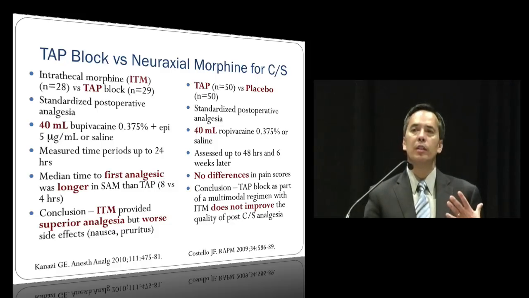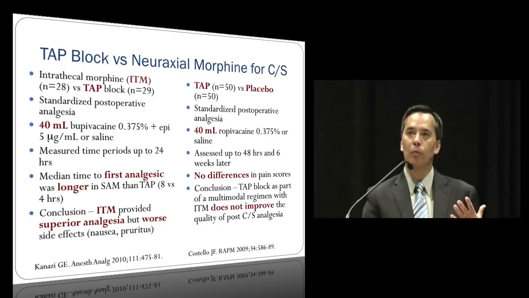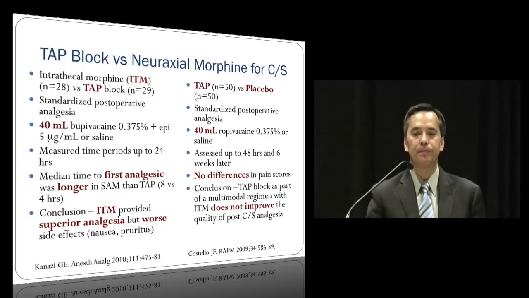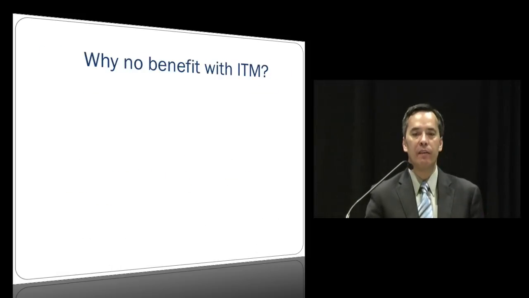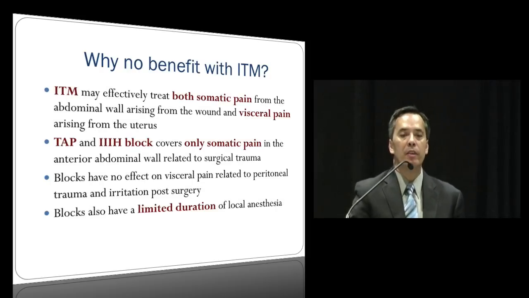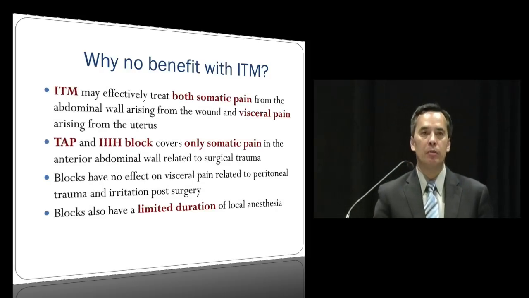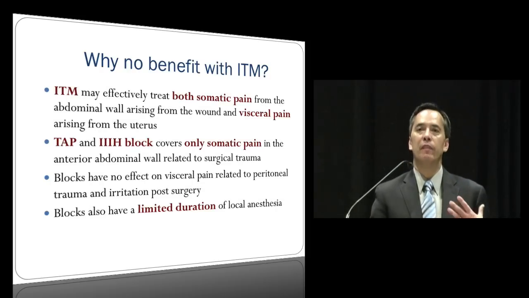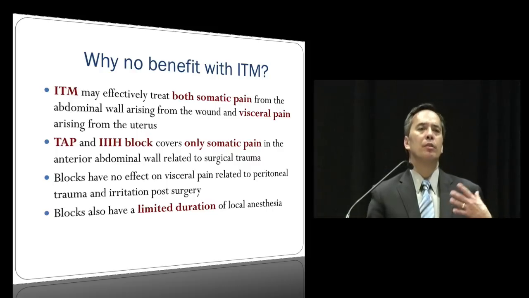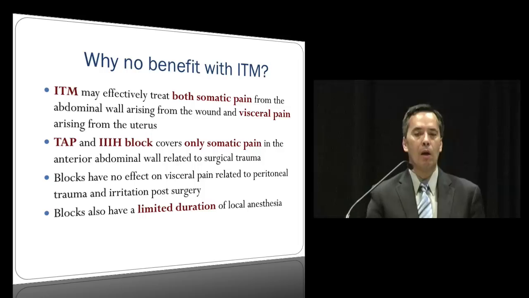So if you're going to use a TAP block in conjunction with intrathecal morphine, there's really no benefit. Why is there no benefit? Well, intrathecal morphine can effectively treat both somatic pain and visceral pain. The somatic pain is with the surgical incision, whereas the visceral pain is the viscera, the uterus, that type of pain. The TAP and ilioinguinal block only cover the somatic pain, just the surgical type of pain, whereas the intrathecal will cover somatic and visceral.